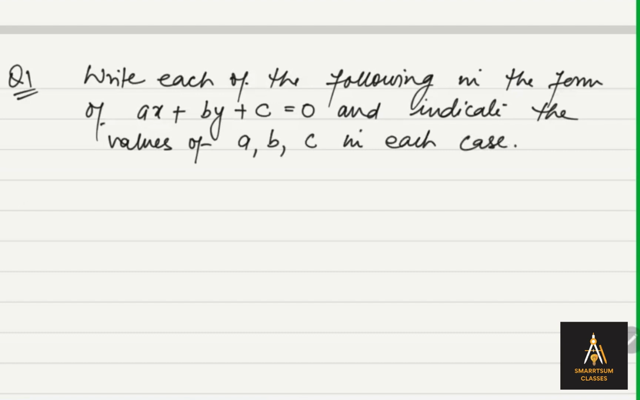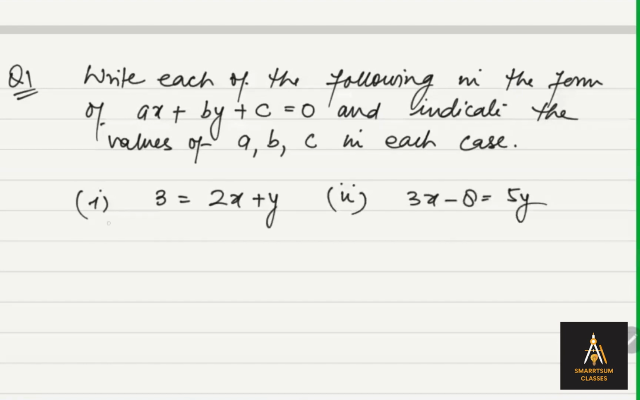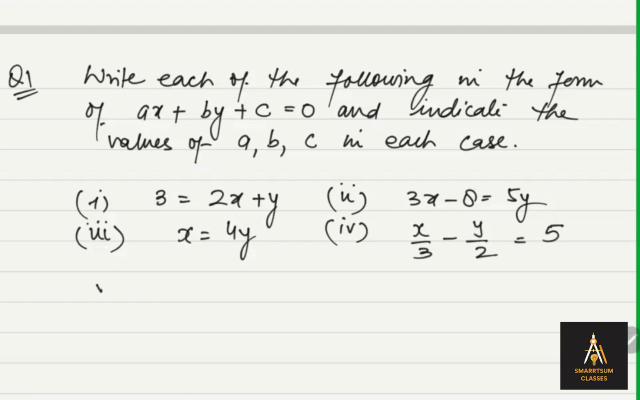The equations given here are: 3 is equal to 2x plus y; 3x minus 8 is equal to 5y; third equation, x is equal to 4y; fourth equation, x upon 3 minus y upon 2 is equal to 5; fifth equation, 4y minus 3 is equal to root 2 x; sixth equation, pi x plus y is equal to 6.